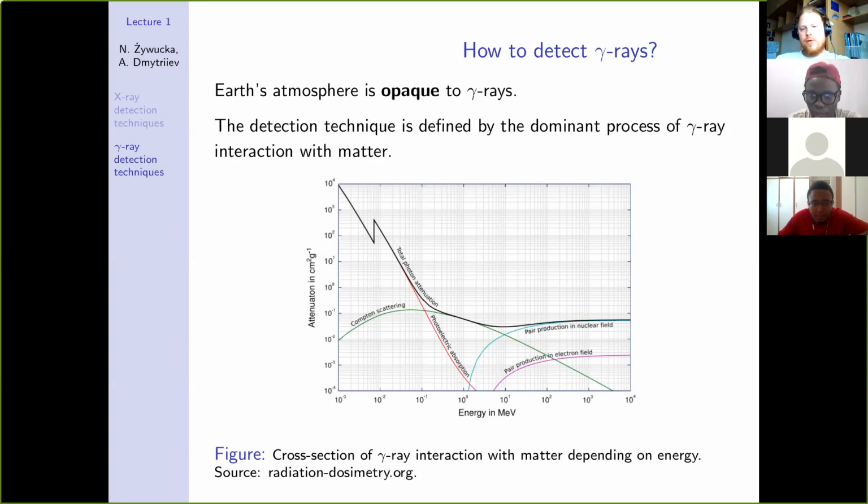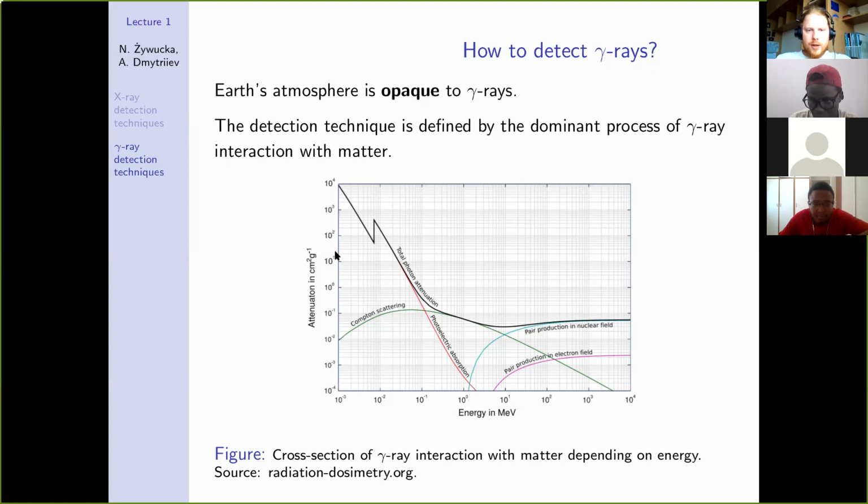The detection technique used to detect gamma rays depends on the way the gamma ray interacts with matter. A photon with different energy will interact differently with the matter. One of the reasons is the wavelength. Waves with longer wavelength can bypass obstacles, so the shorter the wavelength, the higher the probability, usually, of interaction.